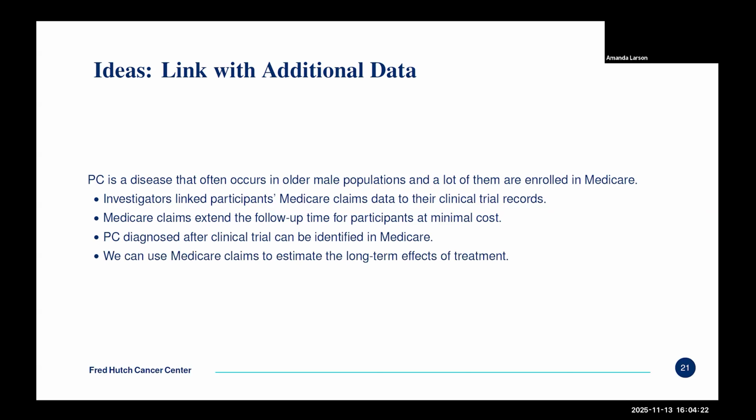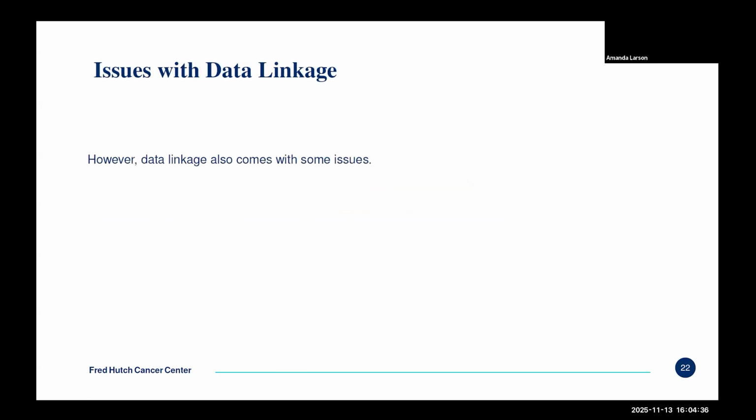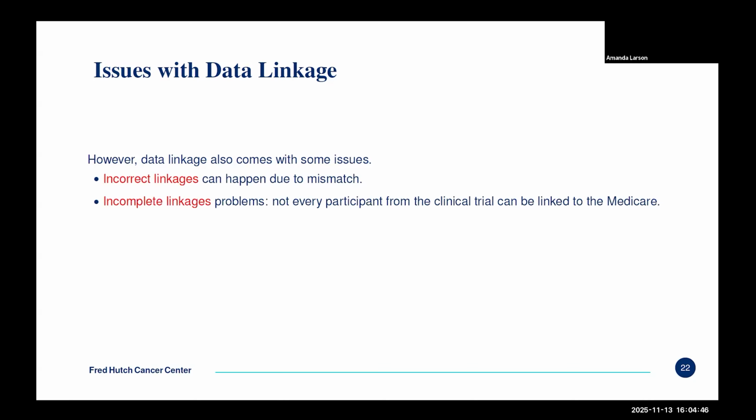So with this combined trial linked with Medicare data, we can now evaluate long-term effects, not only limited to those 7 years, but beyond 7 years, we can also see what's happening. But there are also some issues with this data linkage. First, incorrect linkage can happen due to mismatch. And then the other thing is incomplete linkage.